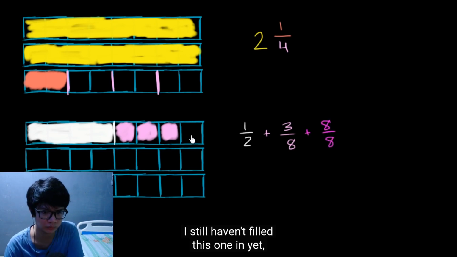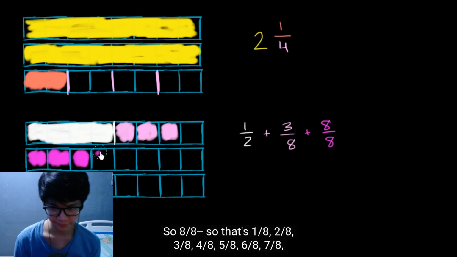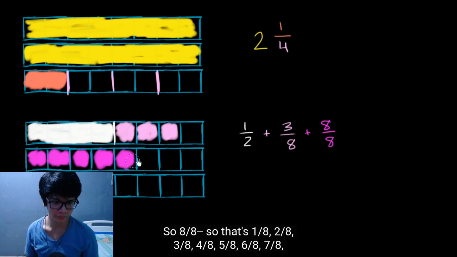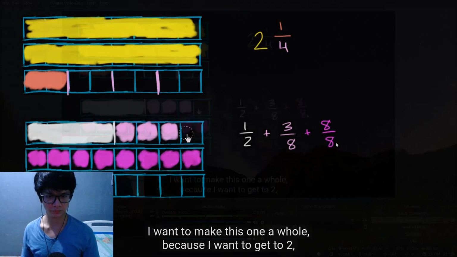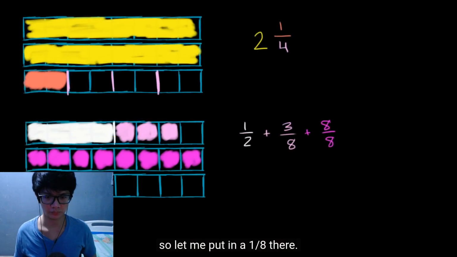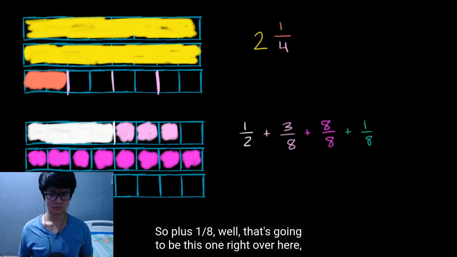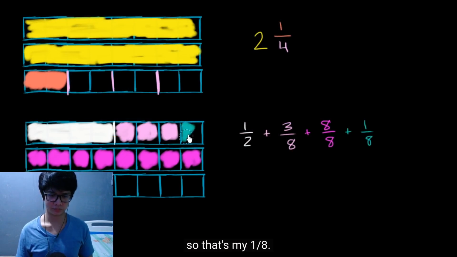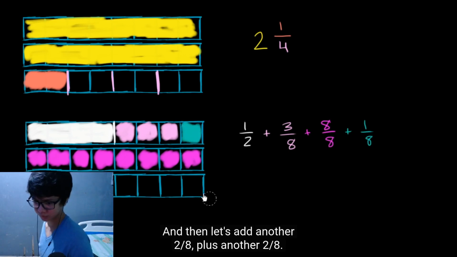And I'll do that over here. I still haven't filled this one in yet, but I'll fill in this one right over here. So 8 eighths. So that's 1/8, 2 eighths, 3 eighths, 4 eighths, 5 eighths, 6 eighths, 7 eighths, and 8 eighths. And it's a whole. So I have a whole here. So that's 8 eighths. I want to make this one a whole because I want to get to 2. So let me put in a 1/8 there. So plus 1/8. Well, that's going to be this one right over here. So that's my 1/8.